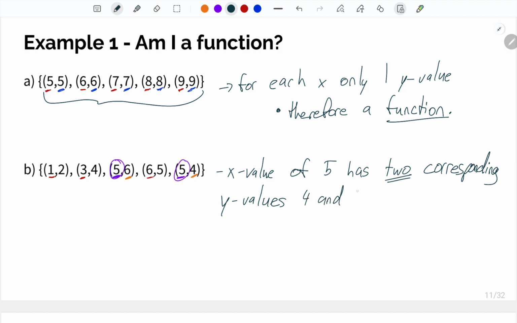Four and 6. So therefore, not a function. So that's what we have to look for: where are these points where you have the same x coordinate but two different y coordinates.